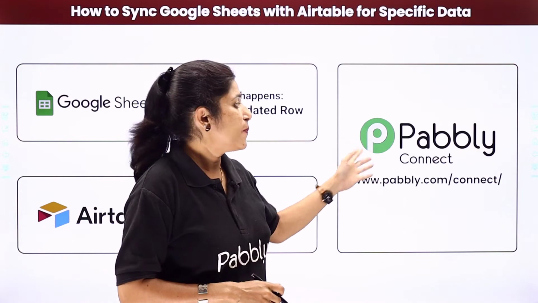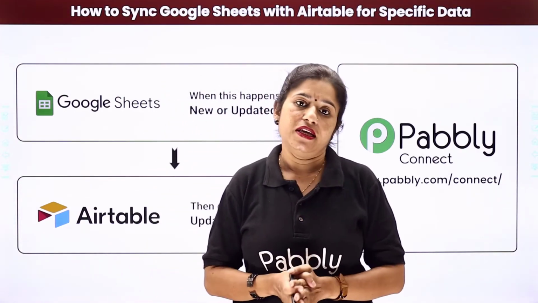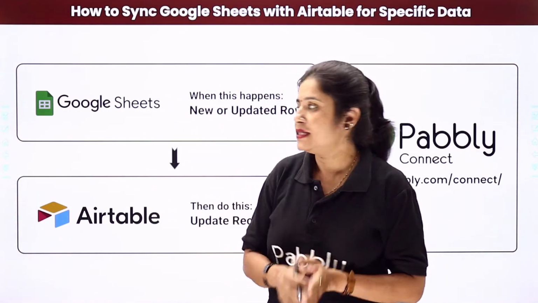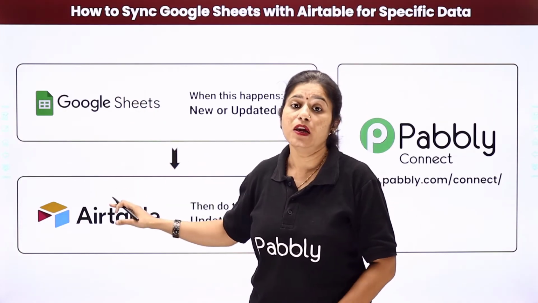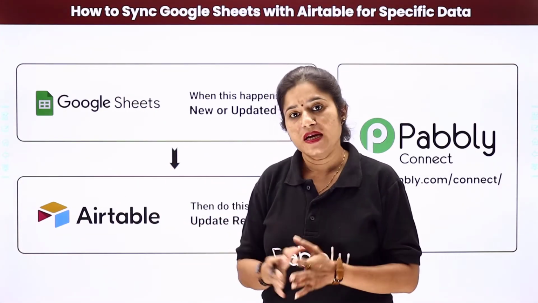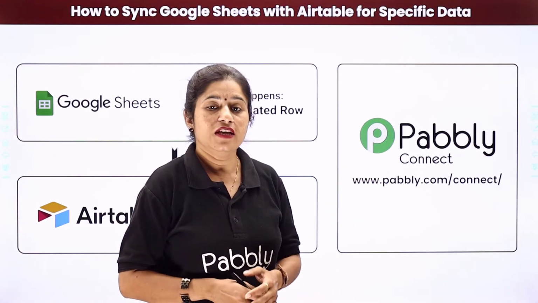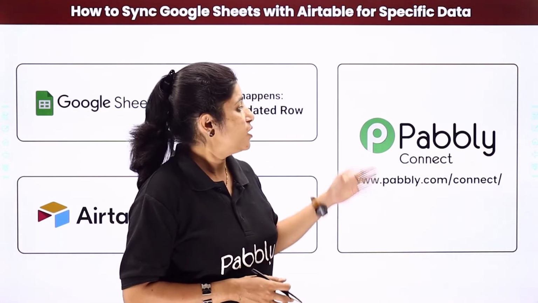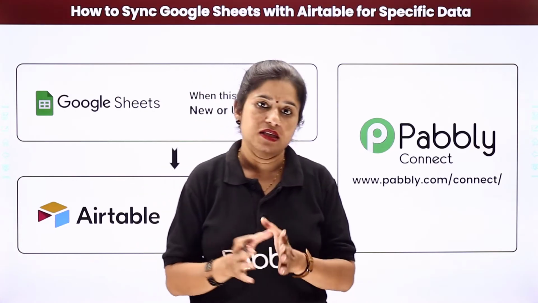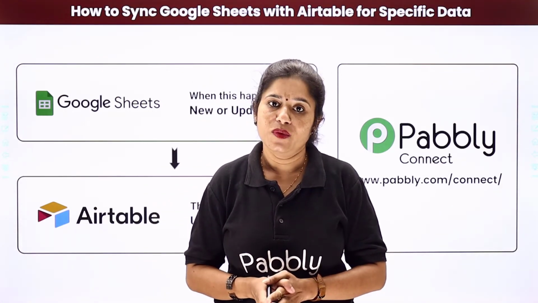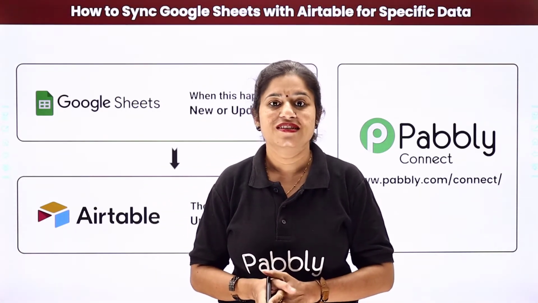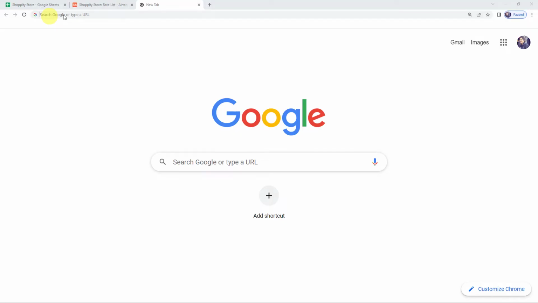So basically, Pabbly Connect is an automation and integration software which will help us in integrating Google Sheets with Airtable automatically. The best part here is it doesn't require any coding skills or programming knowledge. Even a non-technical person can use this software application very easily. So how can you set up this automation? For that, you need to come to my screen. So welcome back to my screen.